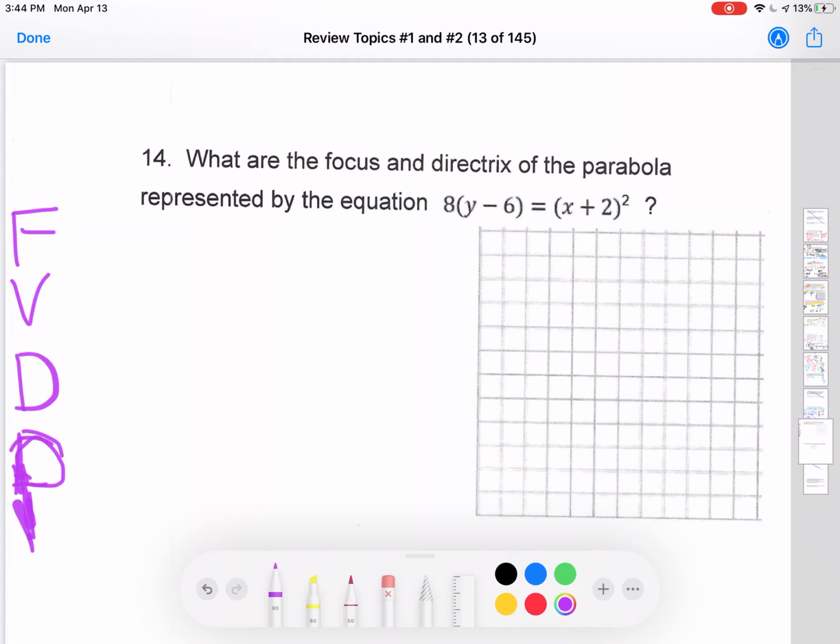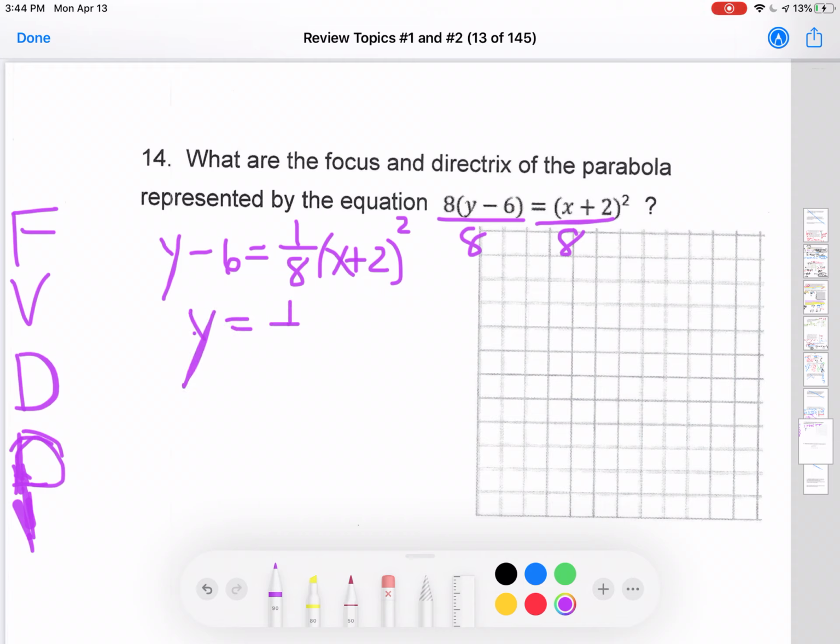Okay. All right, so notice that our equation does not look like it's in that form, right? Solve for y. So I'm going to divide by 8, divide by 8. We get y minus 6 equals, remember we can write that as 1/8 (x plus 2) squared. Then we'll add 6 to both sides. So y equals 1/8 (x plus 2) squared plus 6.